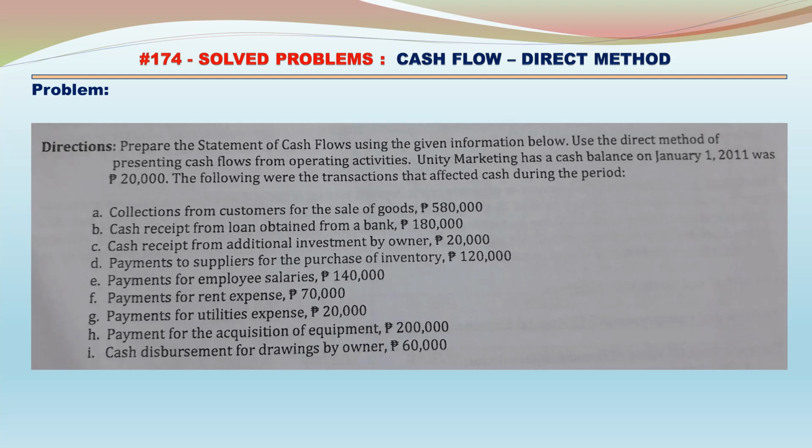Payments to suppliers for the purchase of inventory, 120,000. Payments for employee salaries, 140,000. Payments for rent expense, 70,000. Payments for utilities expense, 20,000. Payment for acquisition of equipment, 200,000. Cash disbursement for drawings by owner, 60,000.